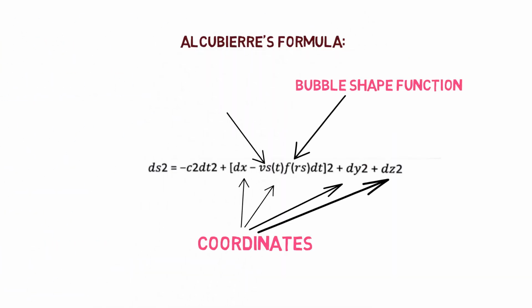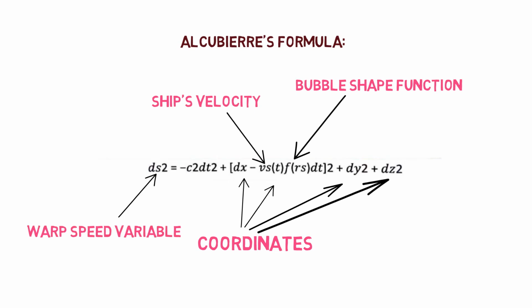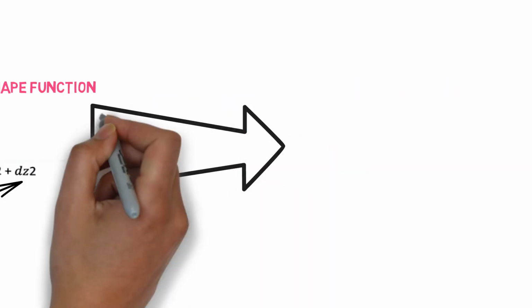Alcubierre's formula. ds² represents the warp speed variable, which is what we're looking to solve. Coordinates t, x, y, z represent 4D spacetime. f(rs) is the function determining the warp bubble's properties, and vs is the ship's velocity.